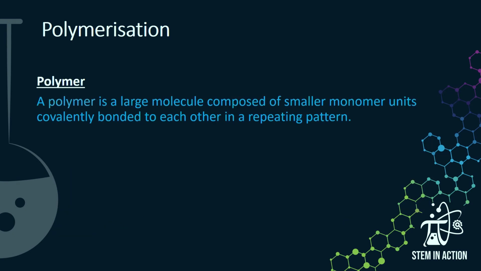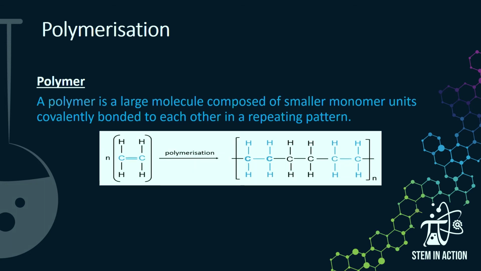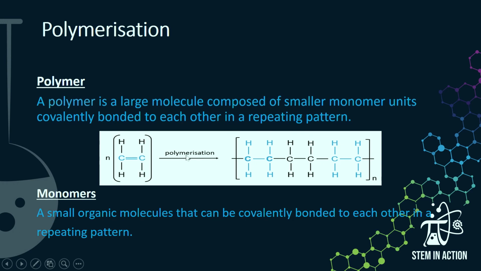So a polymer is a large molecule composed of small monomer units covalently bonded to each other in a repeating pattern. Here we have a monomer, which is an ethene molecule. And when we polymerize it, we are going to get a chain of ethene molecules. The n here represents the number of monomers of ethene that we have, the number of repeat units of ethene that we are going to have in our polymer.